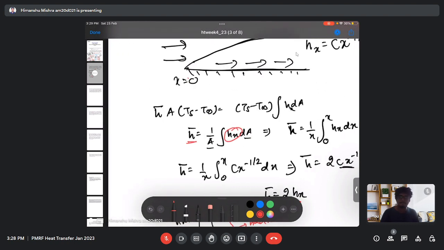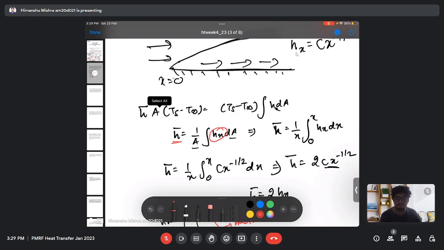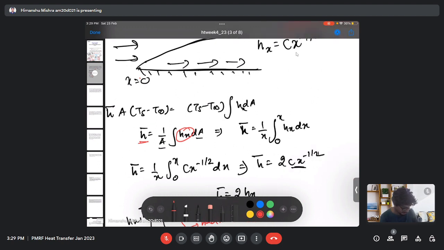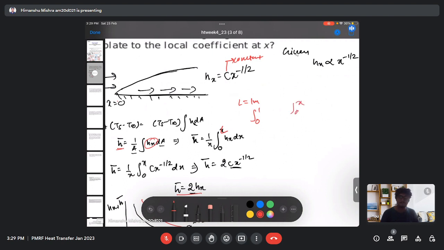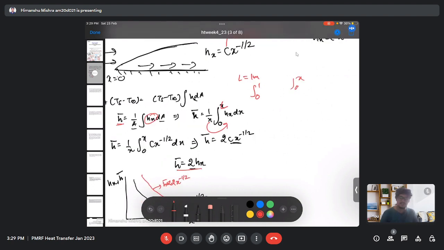Can you explain this integration, sir, the 1 over x, how we have integrated? You can integrate it over the length also. If there is a length given, like find the heat transfer coefficient till L is equal to, let's say, 1 meter, then you can integrate it over 0 to 1. But in the question, we are not given any length. We have just been given some random distance x. So we just integrate from 0 to x. What about the 1 over x, which is lying outside the integration? Just take it inside and integrate it. Okay. Yeah. Okay.